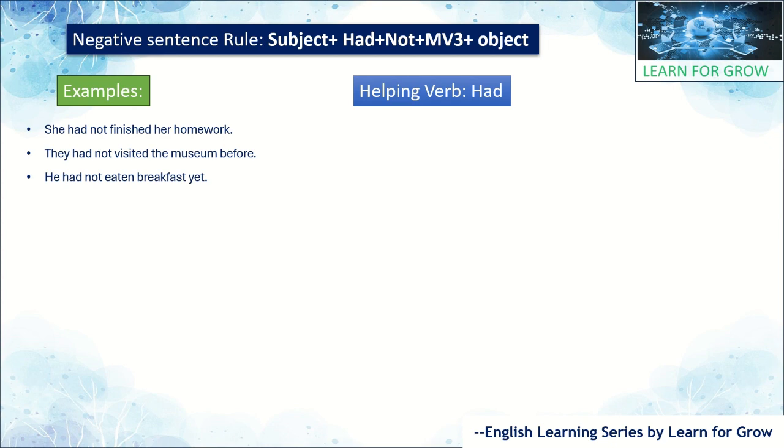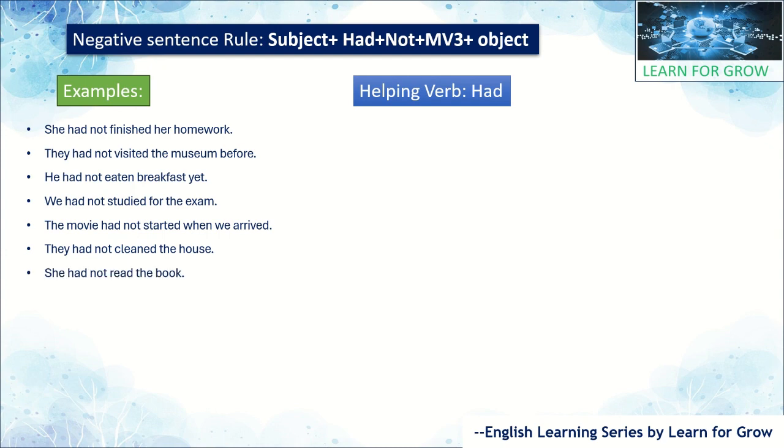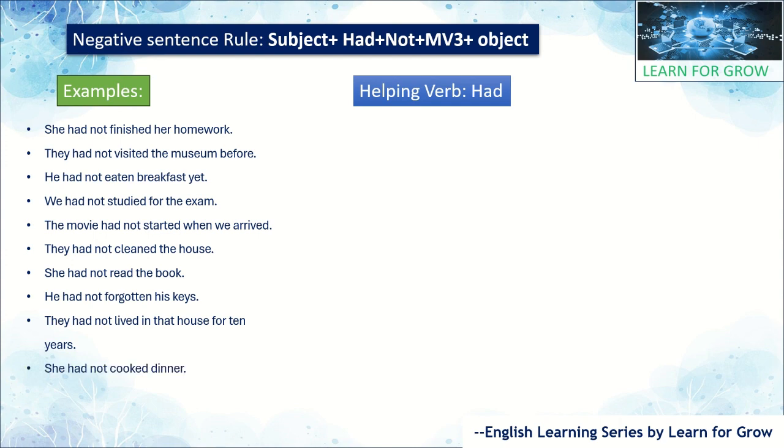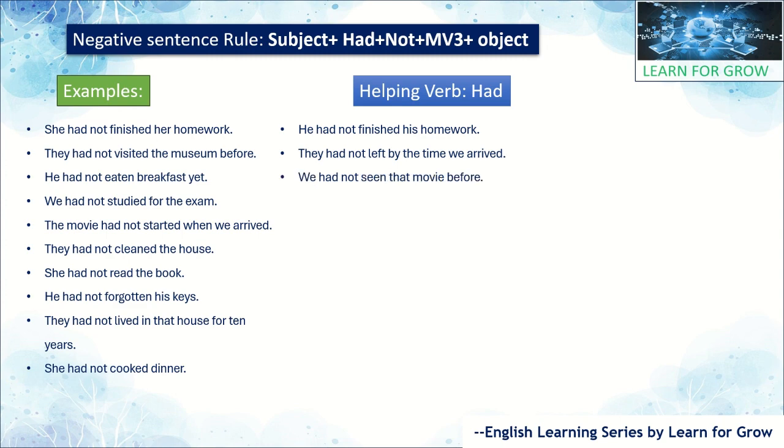He had not eaten breakfast yet. We had not studied for the exam. The movie had not started when we arrived. They had not cleaned the house. She had not read the book. He had not forgotten his key. They had not lived in that house for 10 years. She had not cooked dinner. He had not finished his homework. They had not left by the time we arrived. We had not seen that movie before.